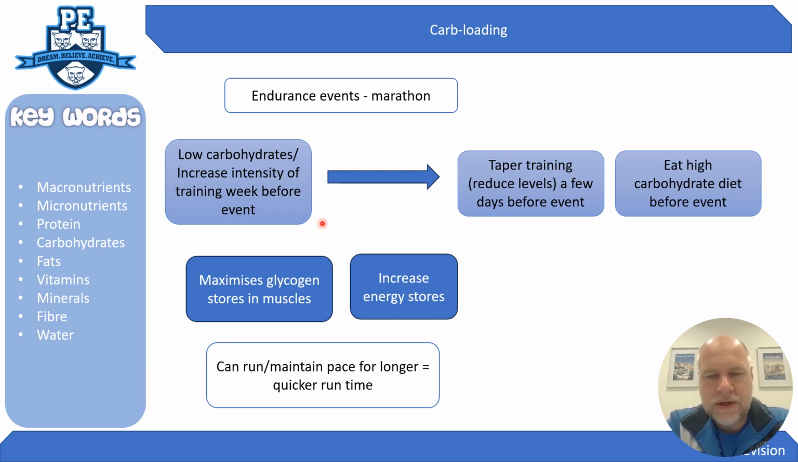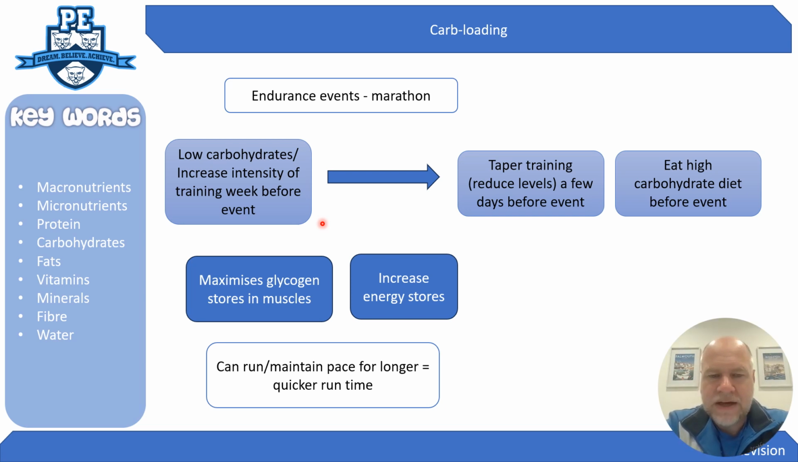So the way we do it is we taper our training. Taper the training means to reduce the intensity and the levels of training a few days before the event. And then around about the day before, the night before, you eat a massively high carbohydrate diet and really fuel up with the carbohydrates. And because your body is thinking that it's not getting any carbohydrates, as soon as those carbohydrates land, your body will store them ready for exercise, or in case you're going to go for another low carbohydrate diet.